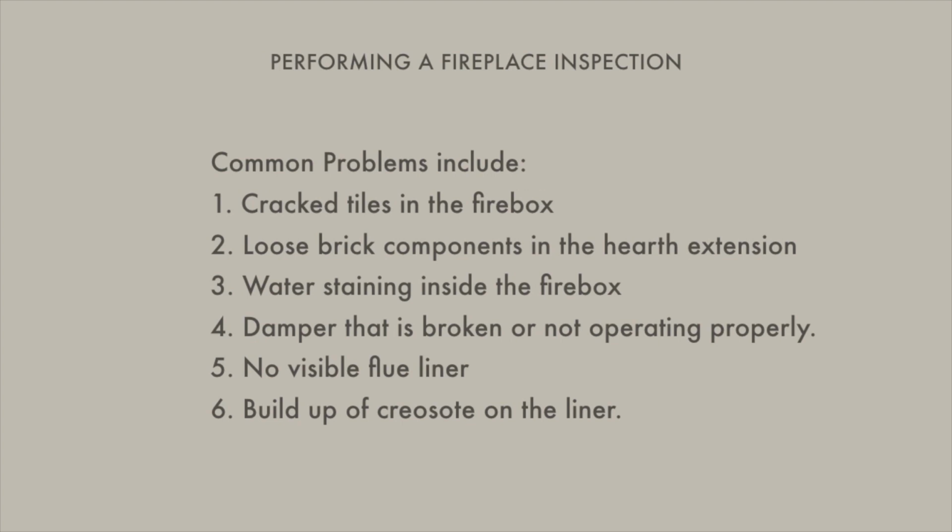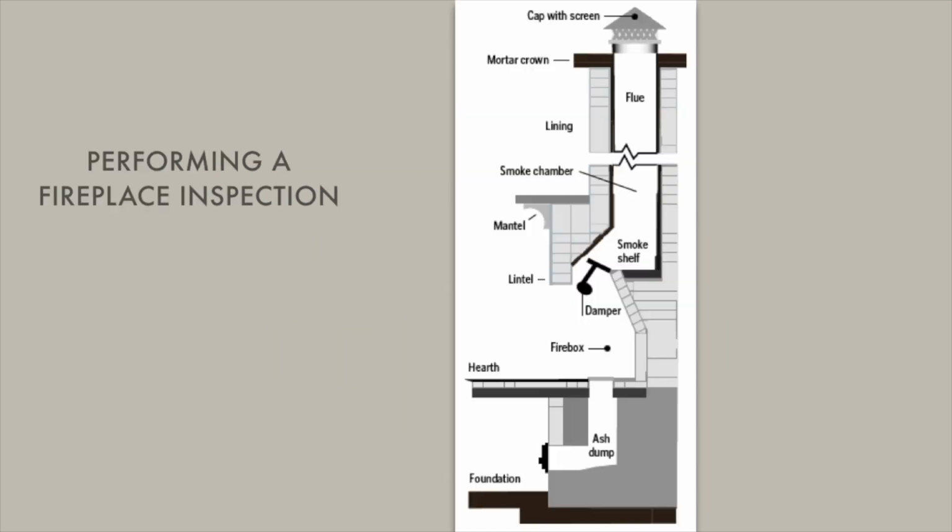Common problems include cracked tiles in the firebox, loose brick components in the hearth extension, water staining inside the firebox, a damper that is broken or not operating properly, no visible flue liner, or the buildup of creosote on the liner. There are 2 types of fireplaces: gas and wood burning.